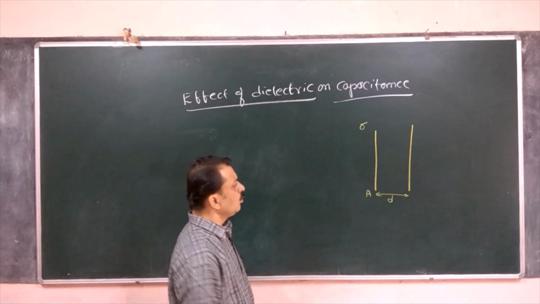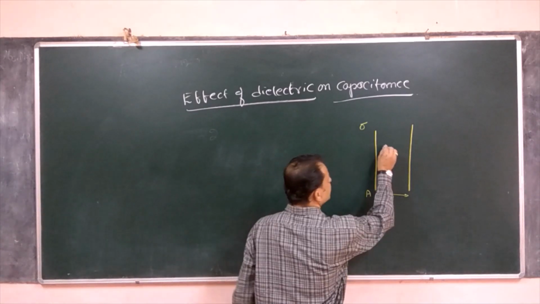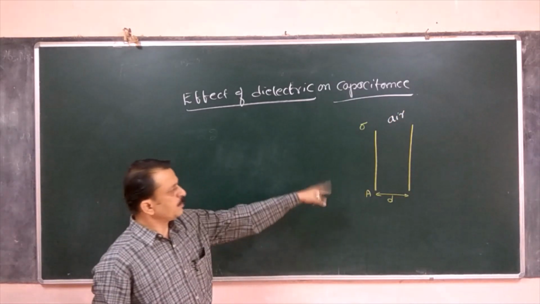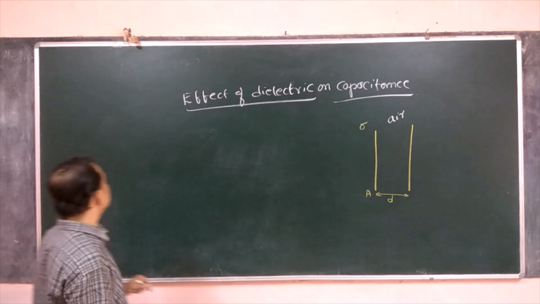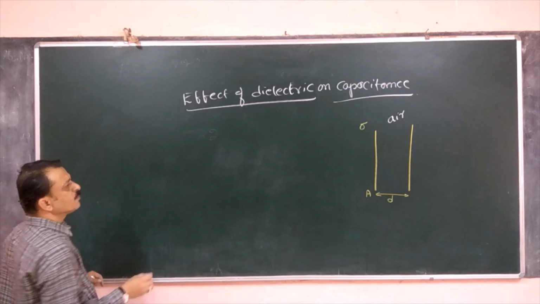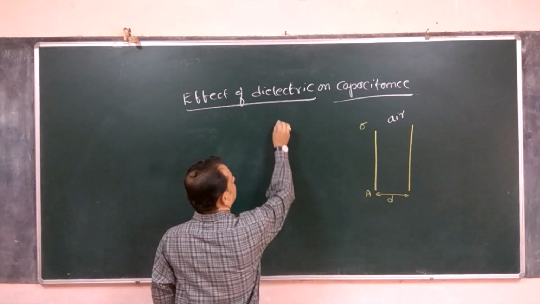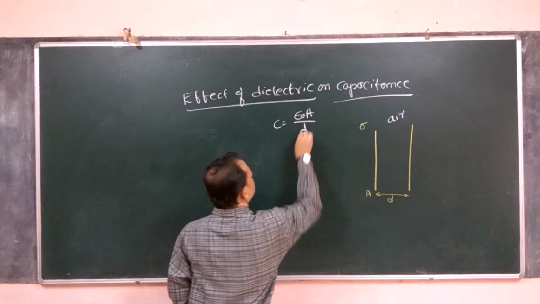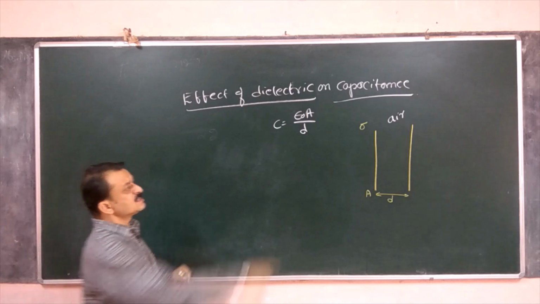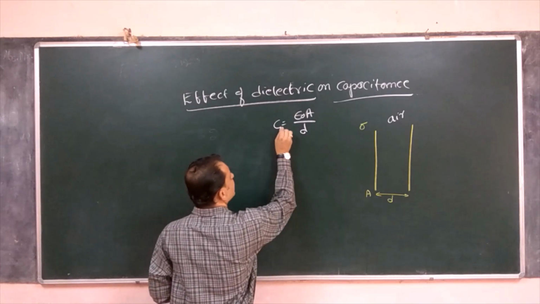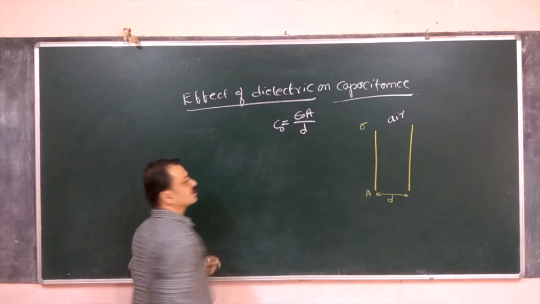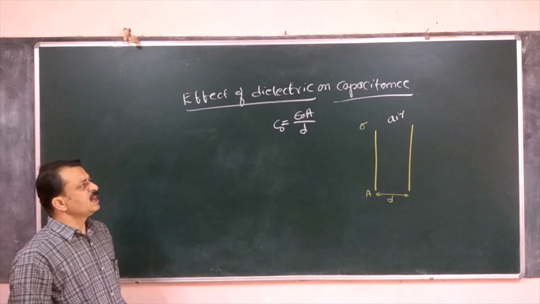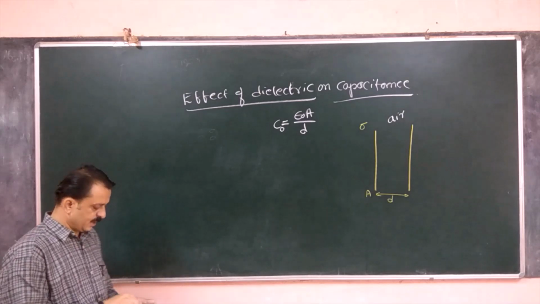Okay. Now, if initially there is air present between the two plates, we already have the expression. The expression for capacitance is C is equal to epsilon naught A by D. Since we have taken air, I will take the capacitance as C naught. So C naught is equal to epsilon naught A by D.